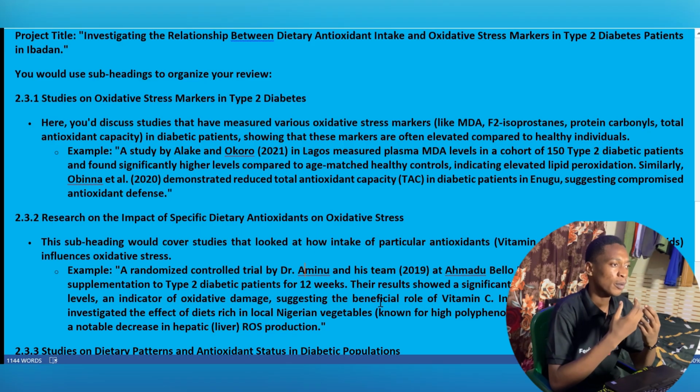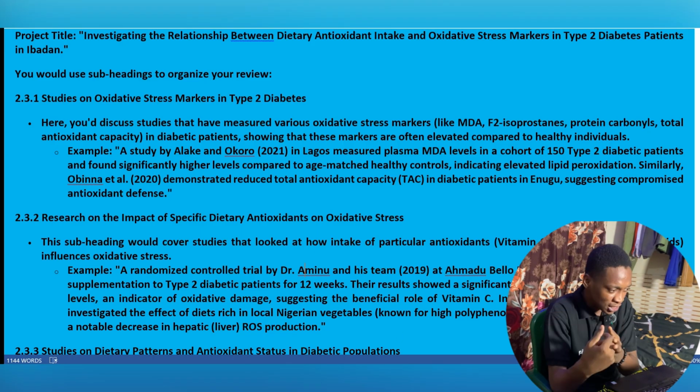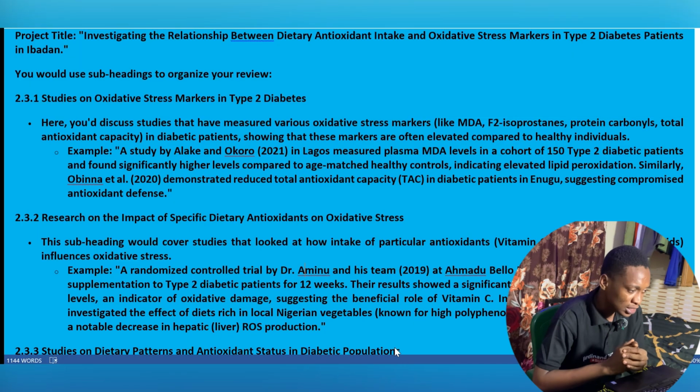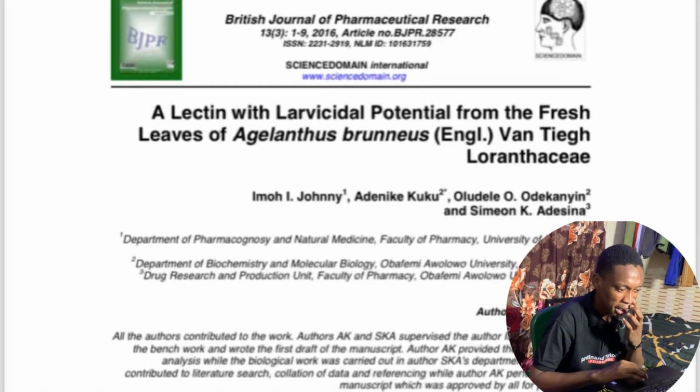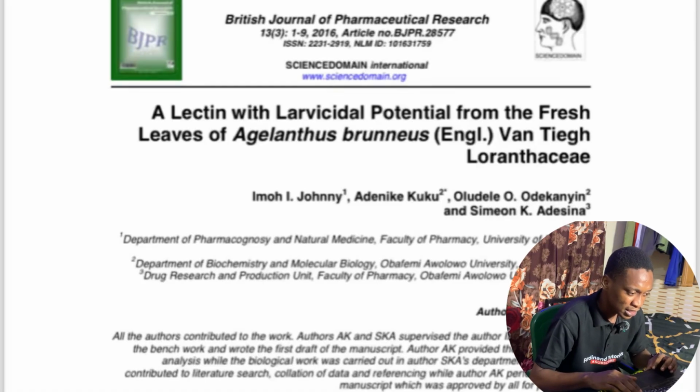Whenever you get a particular research article, let me show you something in a research article. Say for instance, this is a research article. Let me get a research article. Now, look at this particular research article: a lectin with larvicidal potential from the fresh leaves of Agelanthus brunneus, Loranthaceae. This is a particular research article.